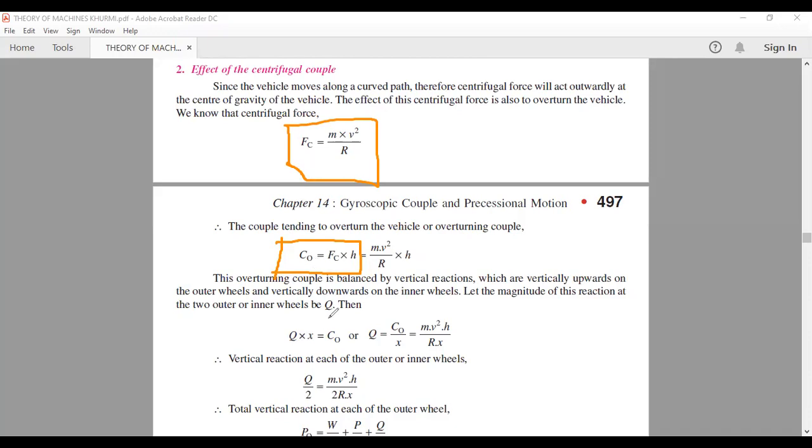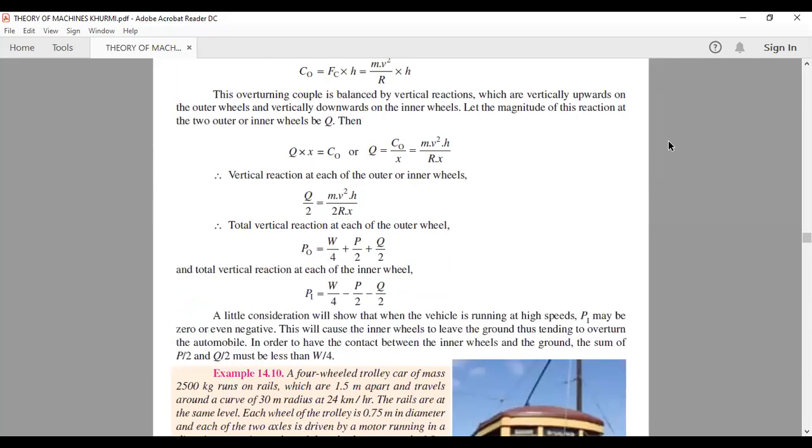Next we are taking the vertical reactions and magnitudes here. By taking all the vertical reactions and magnitudes, we have obtained the formula for vertical reaction at the outer or inner wheels. So PO, that is the total reaction at the outer wheel, is W by 4 plus P by 2 plus Q by 2. And for the inner wheels, PI is equal to W by 4 minus P by 2 minus Q by 2.